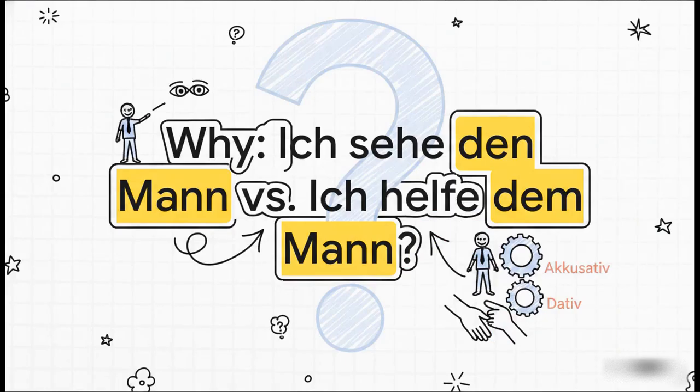Okay, let's jump right into the problem that drives everyone crazy. You learn the sentence, I see the man, and it's ich sehe den Mann. Easy enough. But then you say, I help the man, and all of a sudden it's ich helfe dem Mann. It's still the man, right? So what's the deal? This is probably one of the biggest sticking points for German learners, but I promise you there's a logic to it and we're going to figure it out.